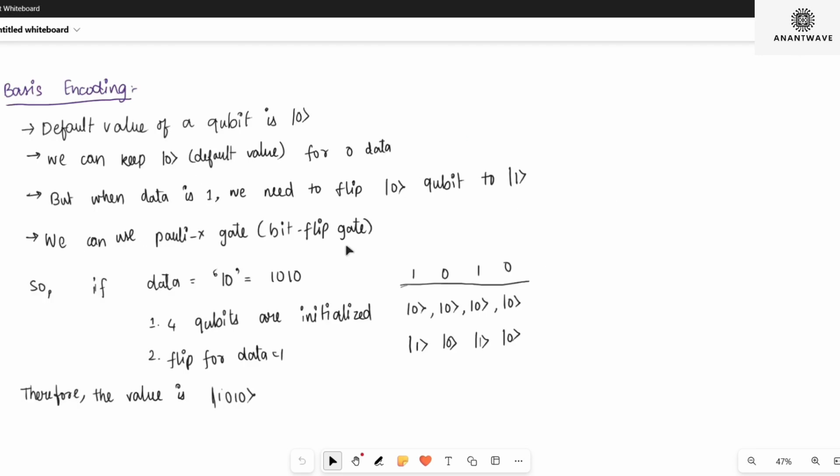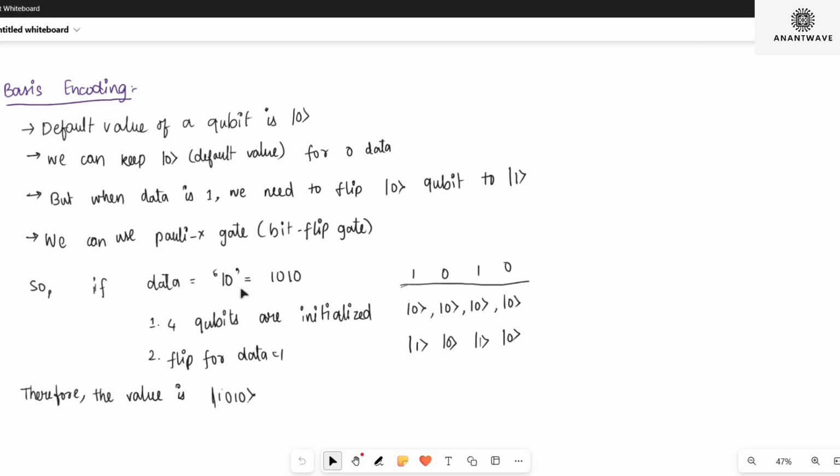Now, let's discuss the implementations of the above techniques. First, basis encoding. We know that the qubit default value is ket 0. So, whenever the data is 0, we can keep the default value. But whenever the data is 1, we need to flip the default ket 0 to ket 1. We know that the Pauli X gate is also known as the bit flip gate. So, whenever 1 comes, we can use the Pauli X gate to flip ket 0 to ket 1.